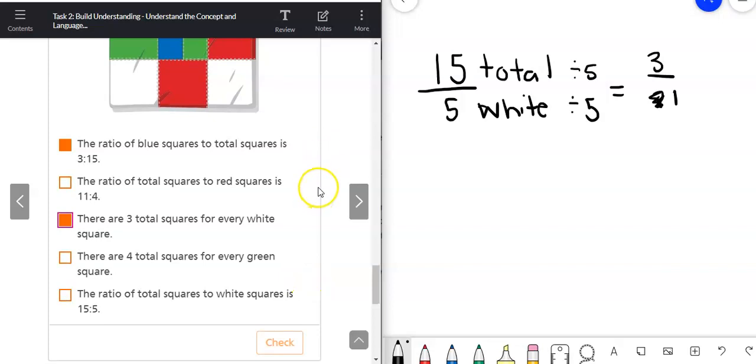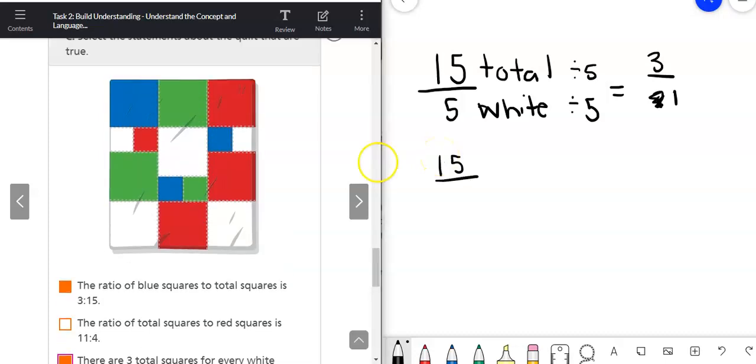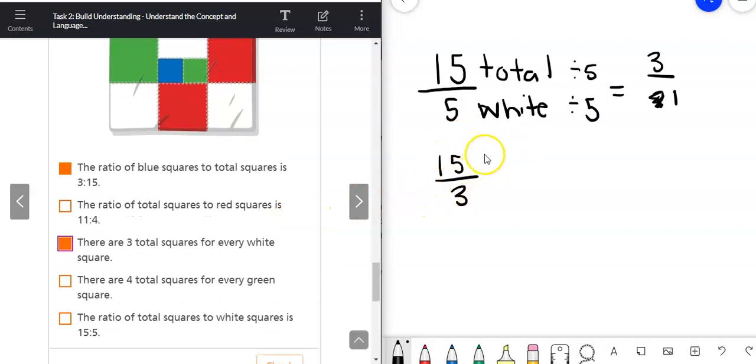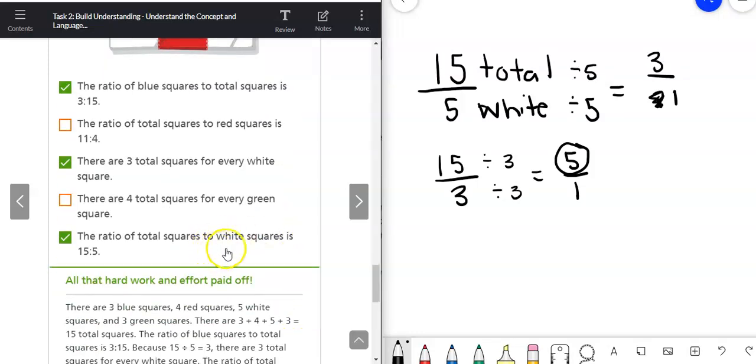There are 4 total squares for every green square. So remember, we had 15 total. Green squares, we have 3. So let's see if we simplify it down, what we get. We get 5 and 1. So it's not 4 total squares, it'd be 5 total squares because it says 5. The ratio of total squares to white squares is 15 to 5. I would say that one is right too. I know that one's right because we did that right here already.